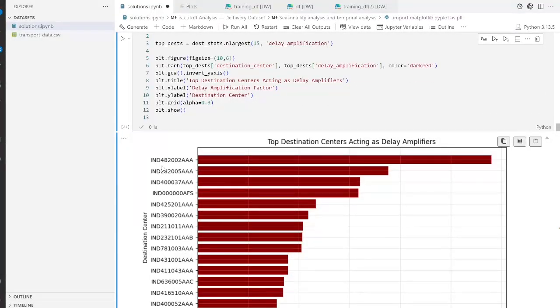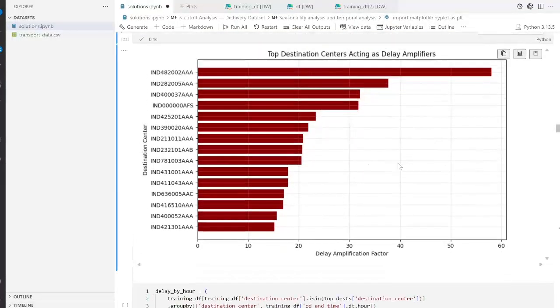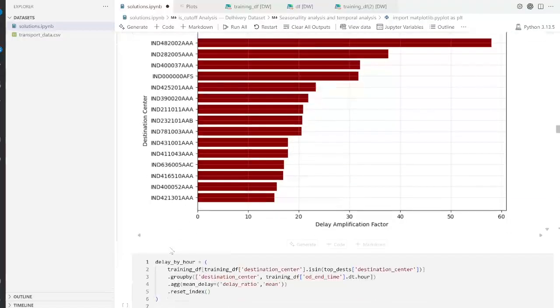And over here, we can see that this destination is having the highest delay amplification factor, right? These are the top 10 destinations where we see the highest delay amplification factor. So this chart alone, a business analyst can give to the order fulfillment team, and they can ask them to take action on these centers.